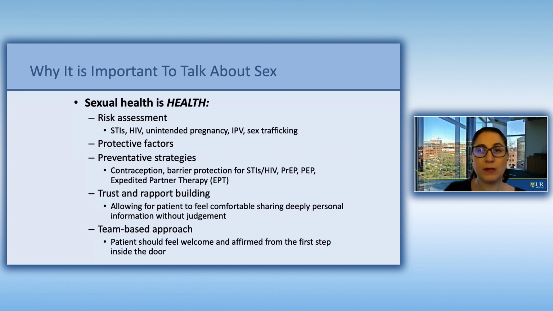Preventative strategies, so not only STI prevention, but contraception, expedited partner therapy, PrEP and PEP, all these things. It also builds on trust and rapport building, and so really allowing the patient to feel comfortable sharing really deeply personal stuff without judgment. And like so many things in medicine, sexual health can really be a team-based approach. And really from the first step into the door, into the waiting room, every team member can play a role in this.